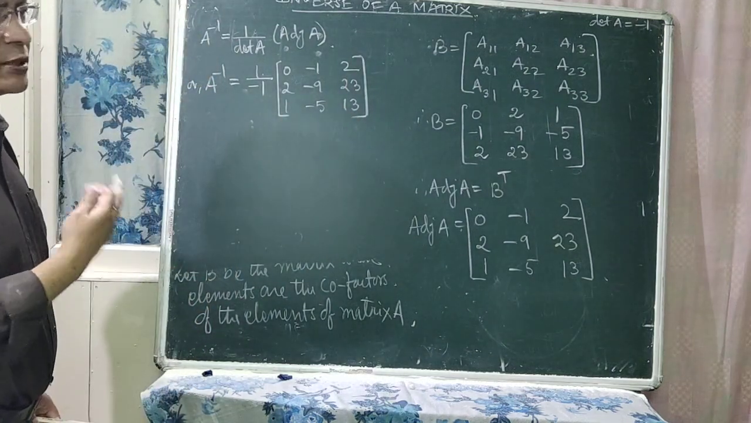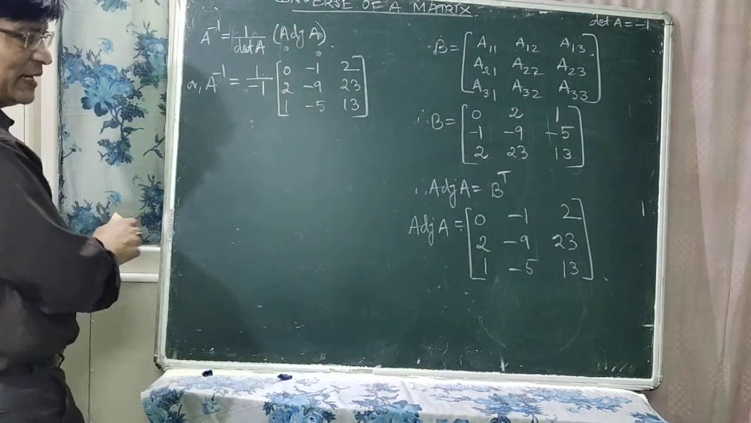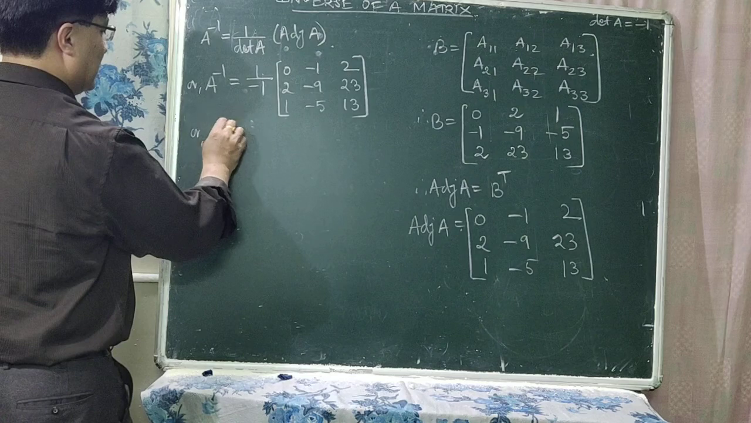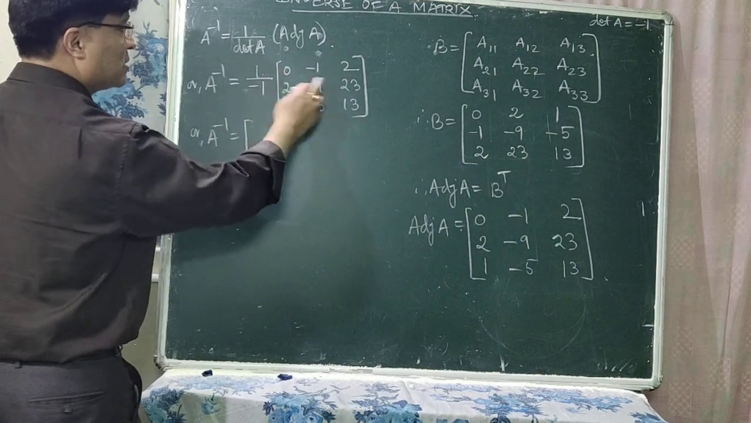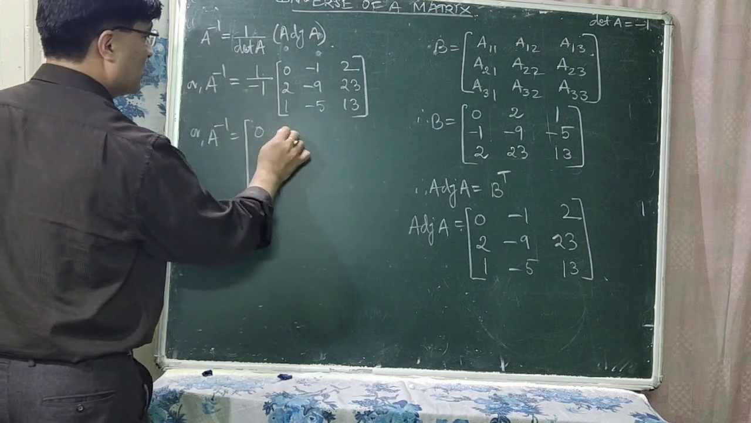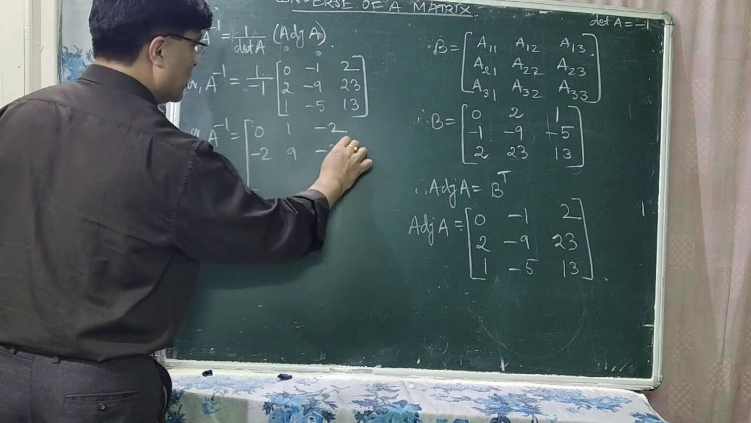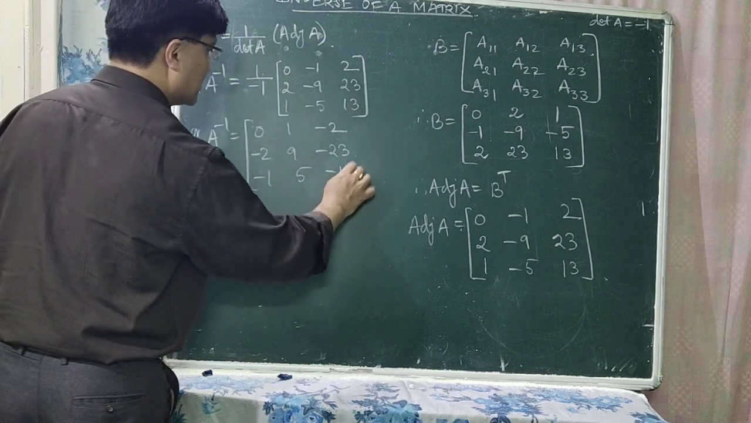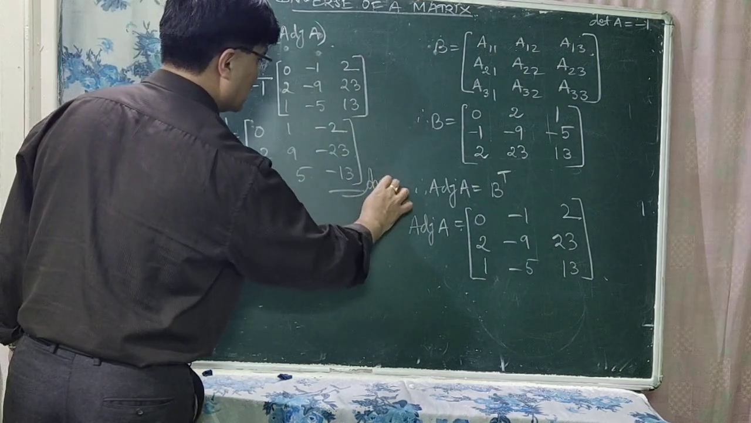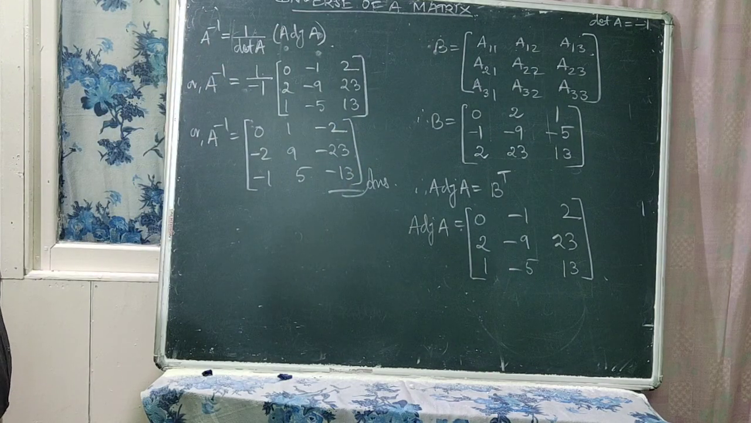So 1 upon minus 1 is minus 1. So you can multiply all the elements of the matrix by minus 1, isn't it? So that you can have A inverse. So multiply all these elements of the matrix by minus 1. So what do we get? 0, 1, minus 2. This is minus 2, 9, minus 23. And this is minus 1, 5, minus 13. So we got the matrix A inverse. Is that clear to all of you?